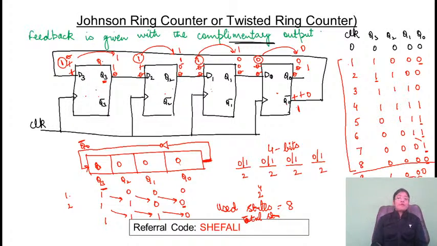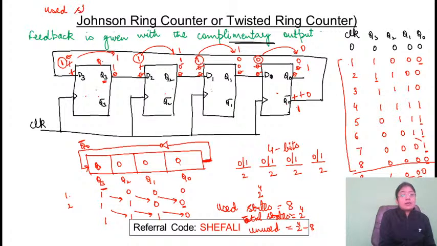So with 4 flip-flops, total states possible are 2 raised to power 4. तो unused कितनी होंगी? Unused will be 2 raised to power 4 minus 8. In general, we can say that if n bit flip-flop is there, then the used states will be 2 into n.